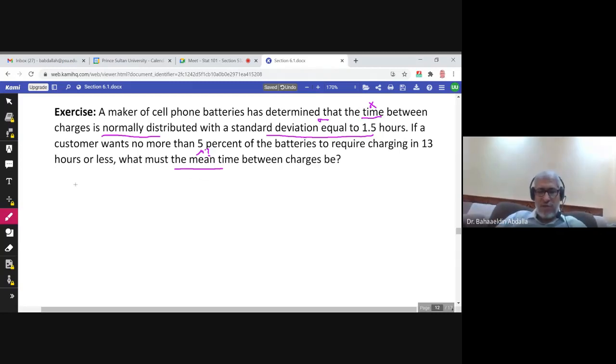So sigma is known, sigma is 1.5, and the mean is unknown. What is the information in the question? This is the information. If a customer wants no more than 5% of the batteries, I'll draw a figure to try to understand this information. This is the time, x. I have the mean here. The mean of the time is mu, and it is unknown.